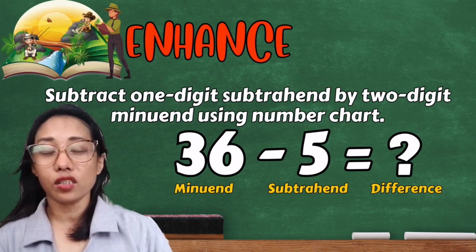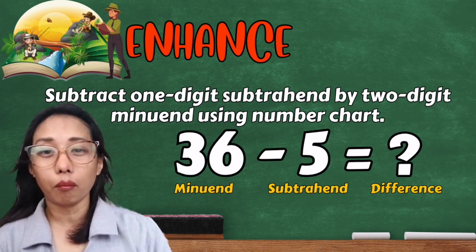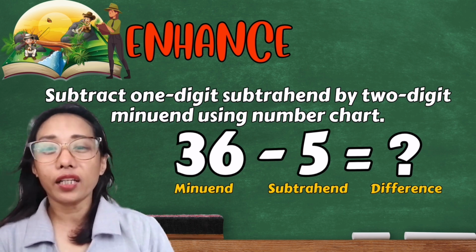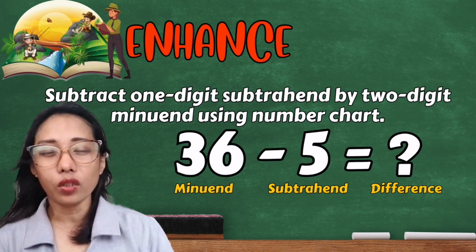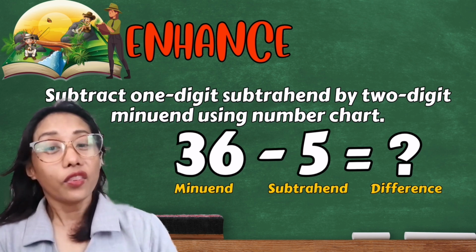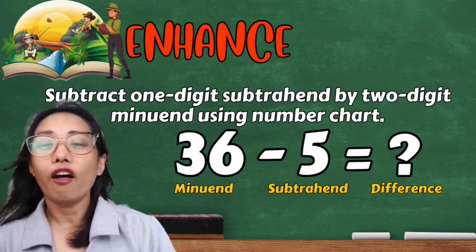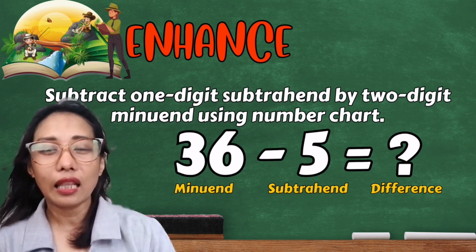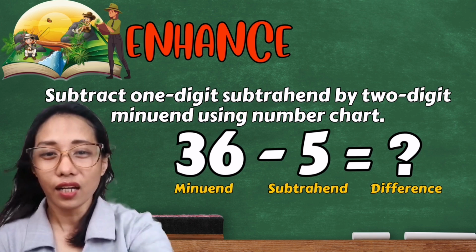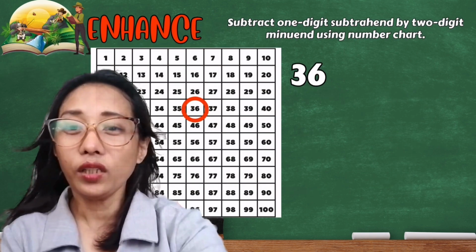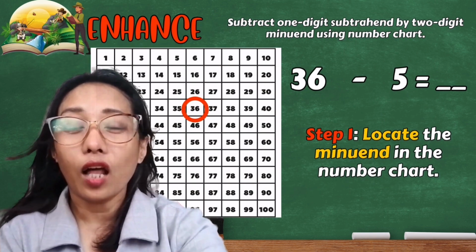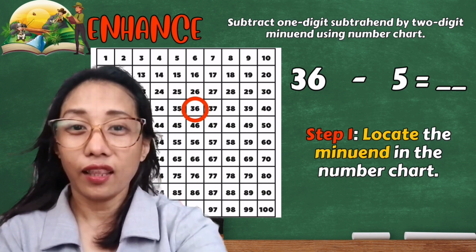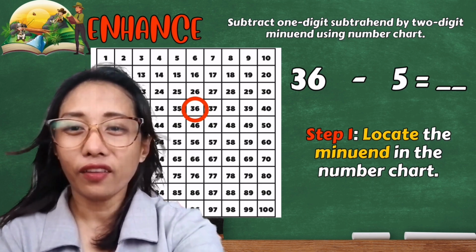Subtract a one-digit subtrahend from a two-digit minuend using the number chart. I have here 36 minus 5 is equal to question mark. 36 is the minuend, 5 is the subtrahend, and the question mark is the difference. Let's find our difference. Are you ready? Okay, step 1. Locate the minuend in the number chart and circle the number 36.